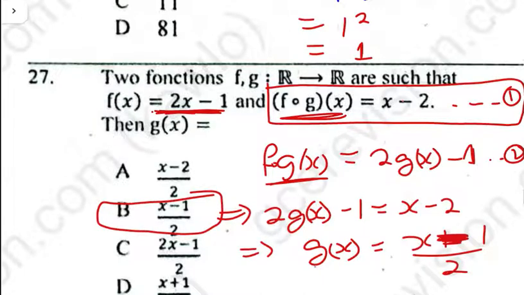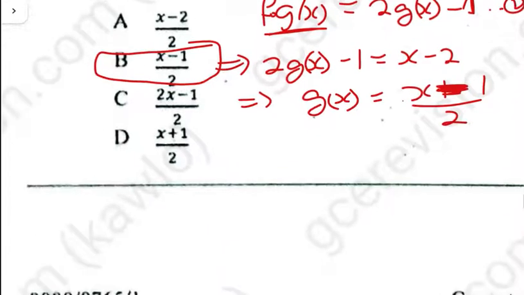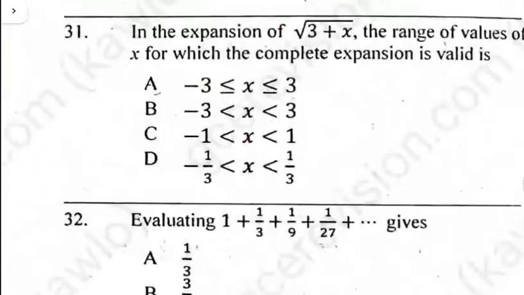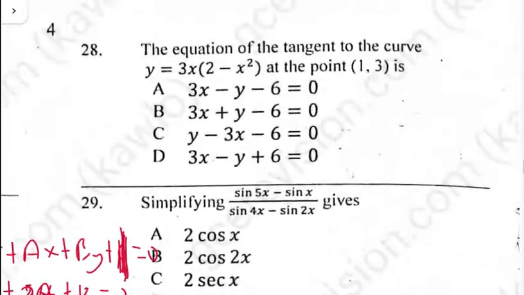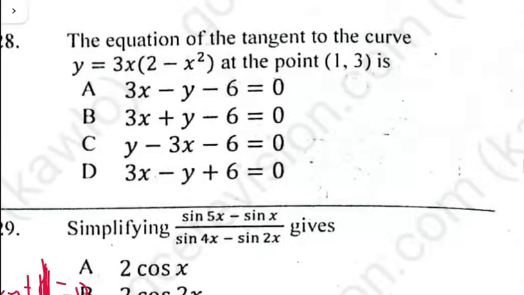So that's the key, the B. Okay, so number 27 we have B. Question 28. Question 28 is on tangents.